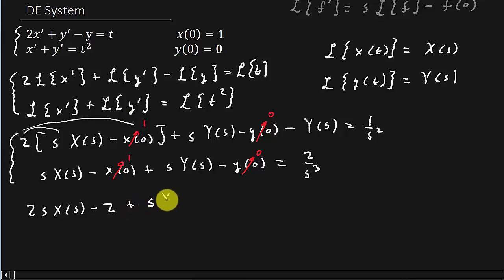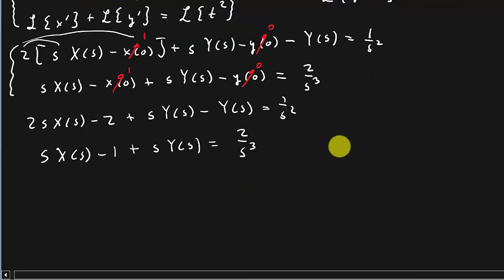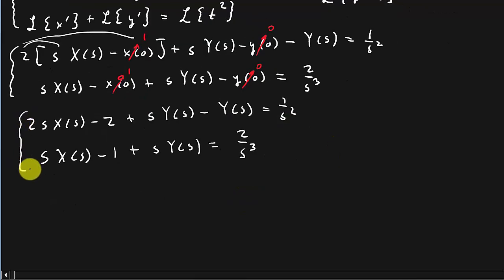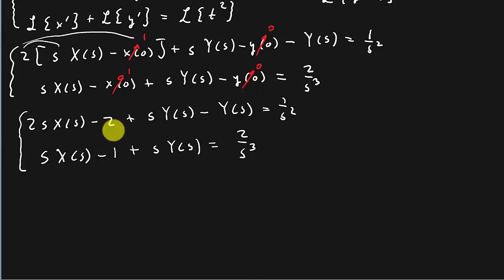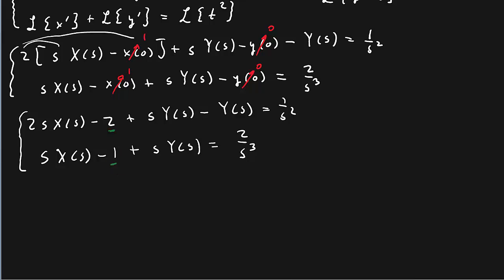Plus s, capital Y of s, minus y of s equals 1 over s squared. And then I've got s times capital X of s minus 1 plus s times y of s equals 2 over s cubed. And so now these are together. All right, so what I'm going to do now is take the minus 2 and the minus 1, and take it to the other side.